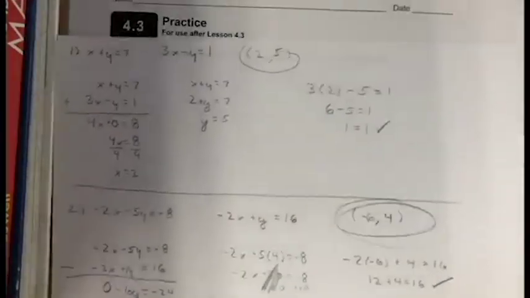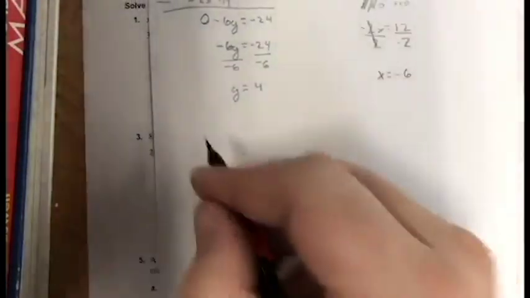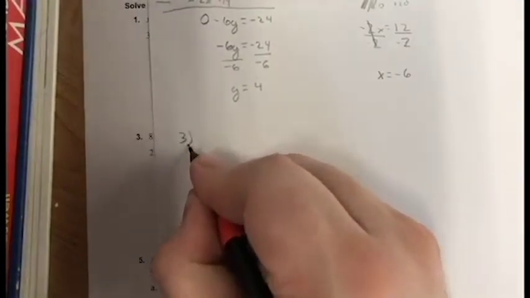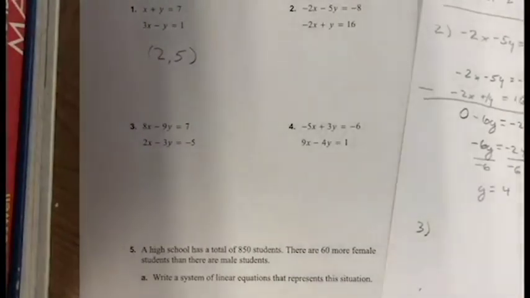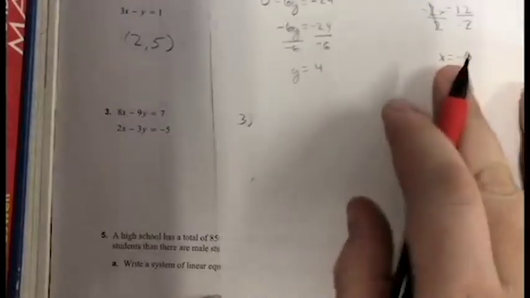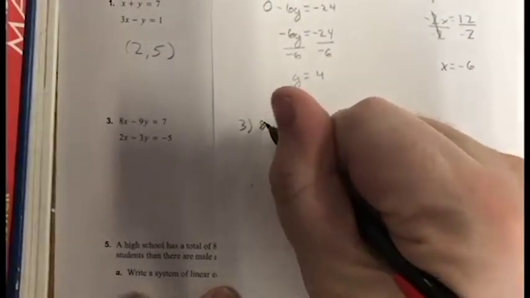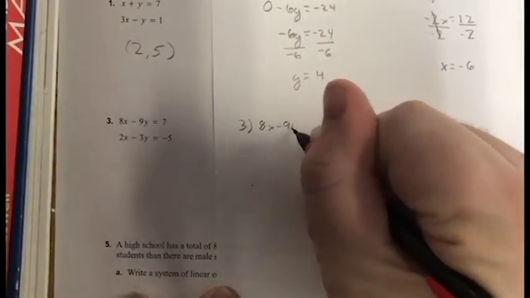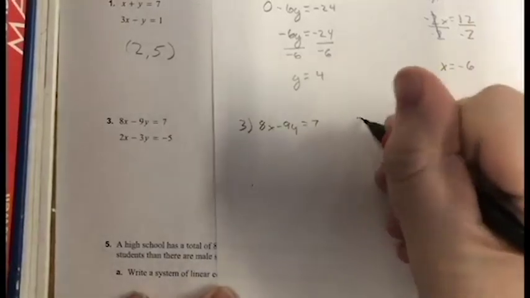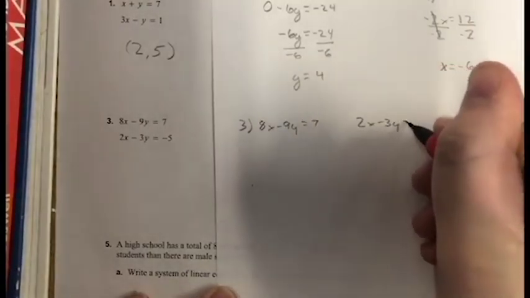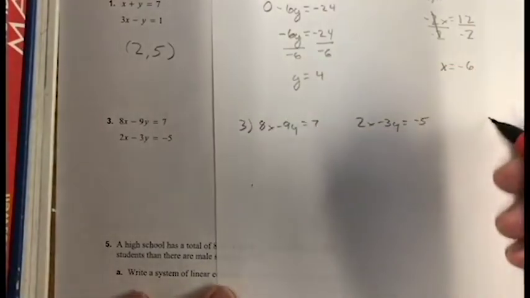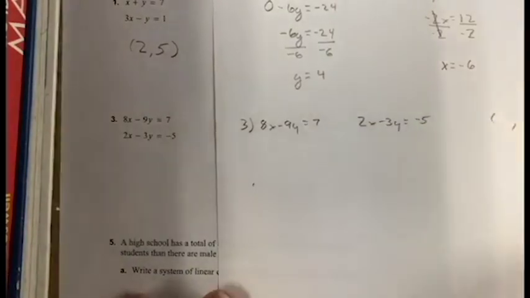All right, number 3. Now, we'll do the same thing. We'll write it off to the side so I know what it is. 8x minus 9y is equal to 7. 2x minus 3y is equal to negative 5. And my job is to find what the ordered pair is.